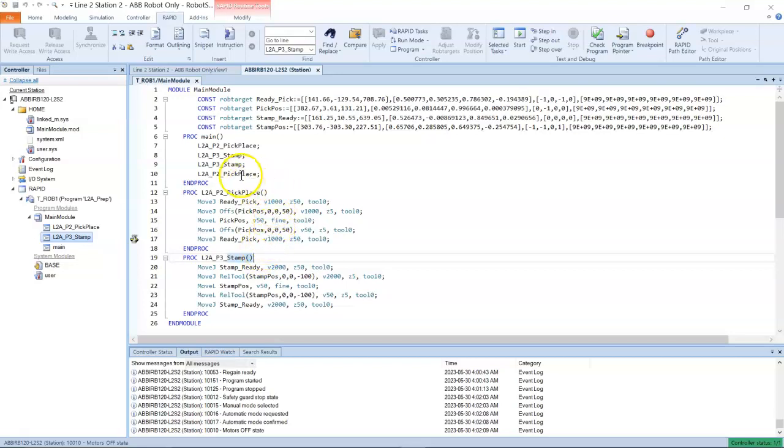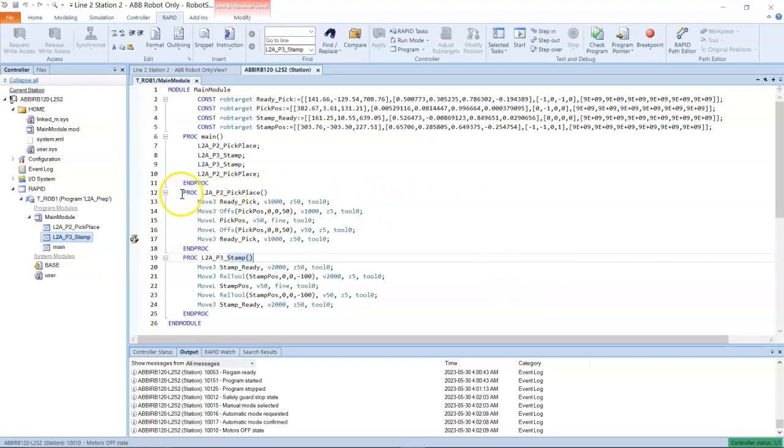What the robot does is it picks up the part from the pick place station, takes it to the stamping station, and comes back to a safe distance from the stamping position for the stamping to happen. After completion of the stamping, the robot moves back to the stamping position to pick up the part, and after that it carries the part back to the pick place.